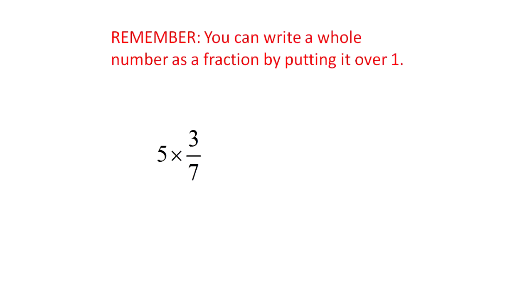So if I give you 5 times 3 over 7, what you should automatically write down or think is that's 5 over 1 times 3 over 7. Now the same rules as before apply. 5 times 3 is 15. 1 times 7 is 7. Really, that's it. Multiply straight across, cross cancel if you can.